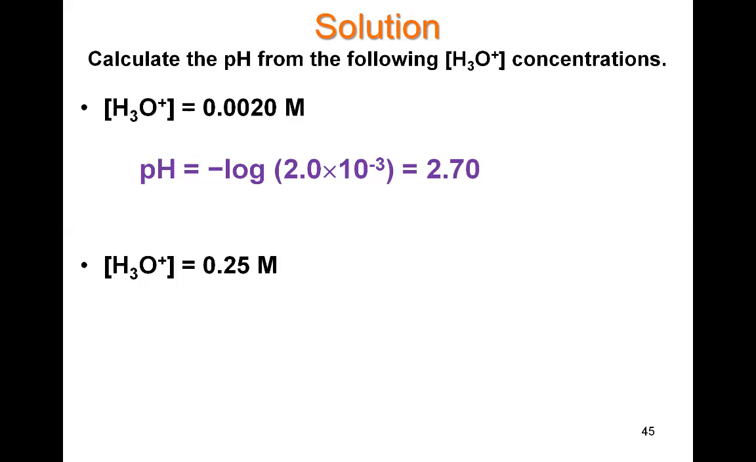Let's do the next one with a concentration of 0.25. The calculator answer is 0.60205, etc. How many sig figs do we have in the concentration? 2, the 2 and the 5. 2 sig figs means we will keep 2 decimal places, and so 0.602. We will keep the 6 and the 0. What comes after is a 2, so we drop it and keep 0.60.